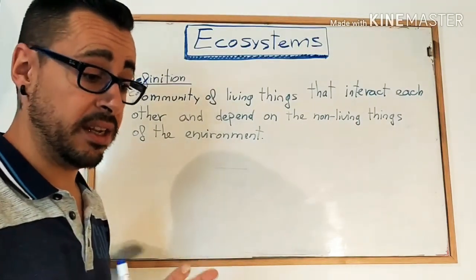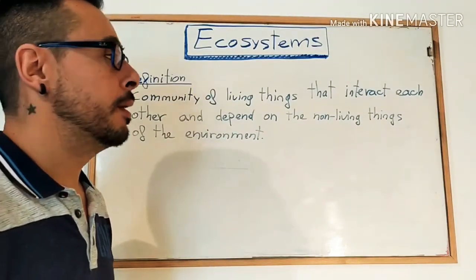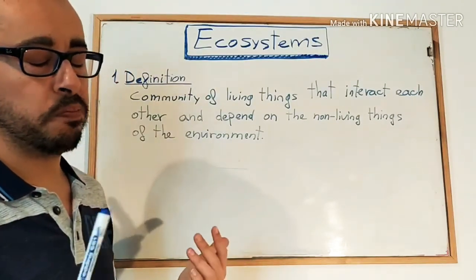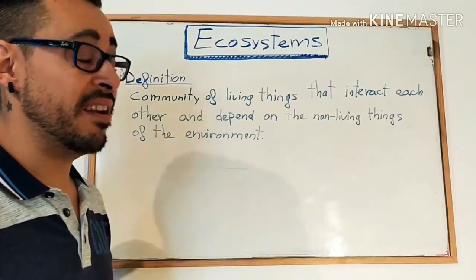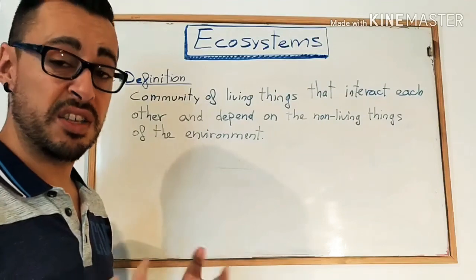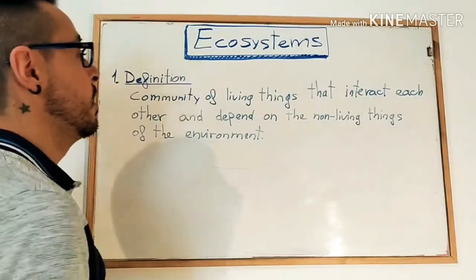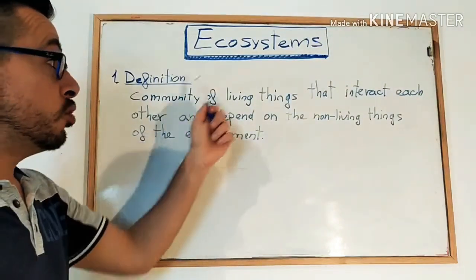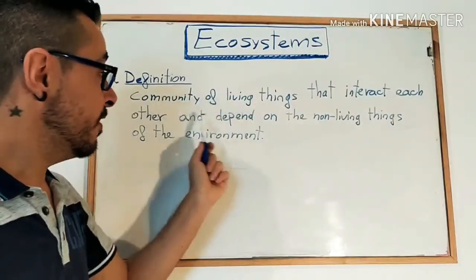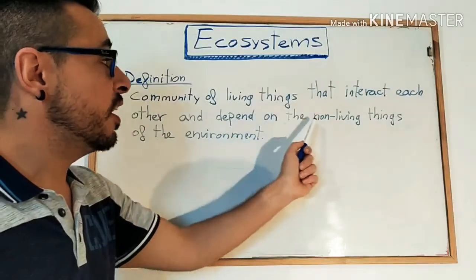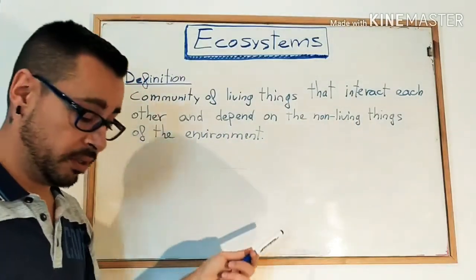But for example, grass is a living thing, okay? It's a plant. And deer are living things. Do they interact with each other? Yes, because deer feed off grass. And those living things that interact with each other depend on the non-living things of the environment.